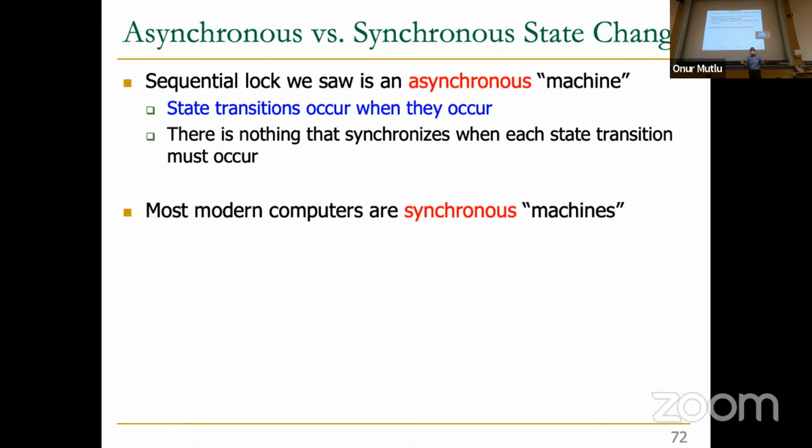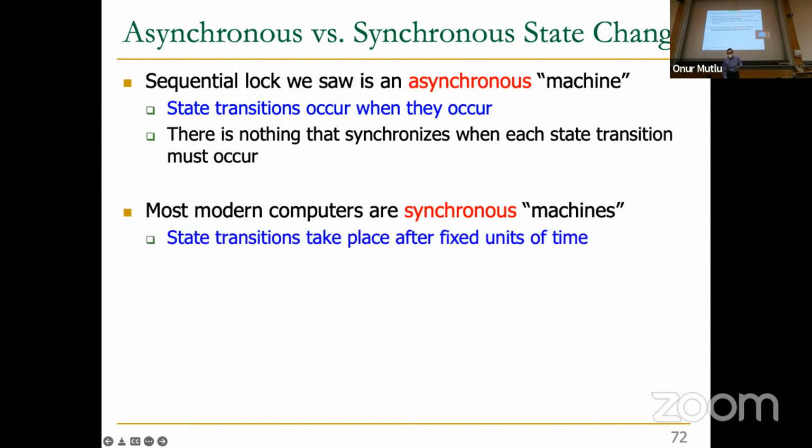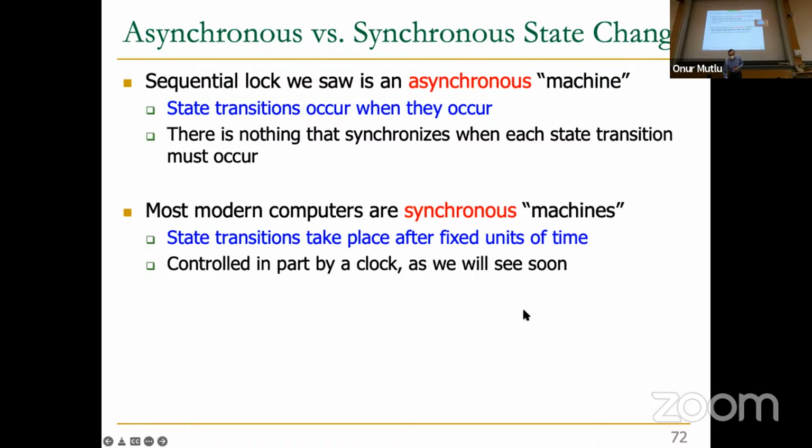Computers are not usually built that way. Most modern computers are synchronous machines. What does this mean? State transitions take place after fixed units of time, dictated by a clock, as we will see later. So whenever you talk about, for example, a 1 gigahertz machine, 1 gigahertz indicates the frequency of the clock, how frequently the clock changes. And a clock cycle is how long the clock takes to complete one cycle. And state transitions happen at the beginning of the cycle.